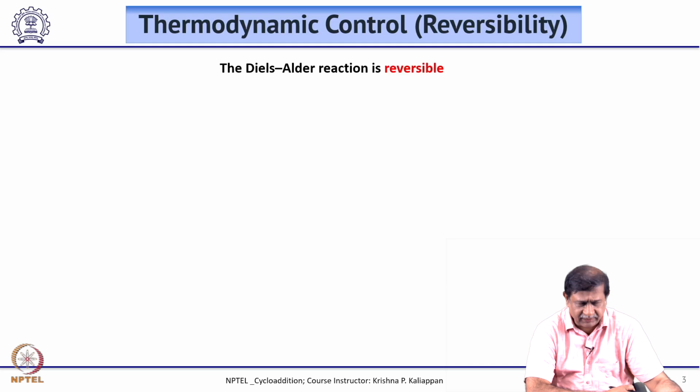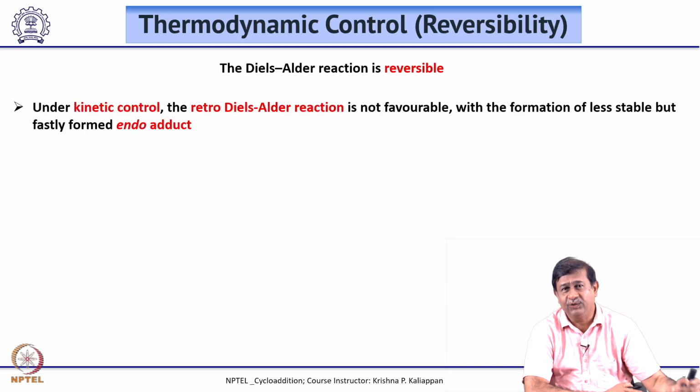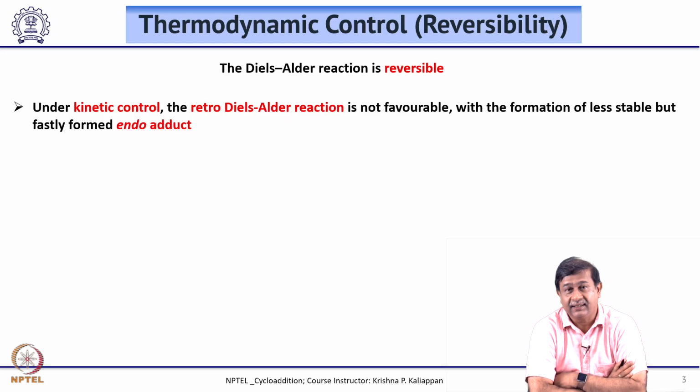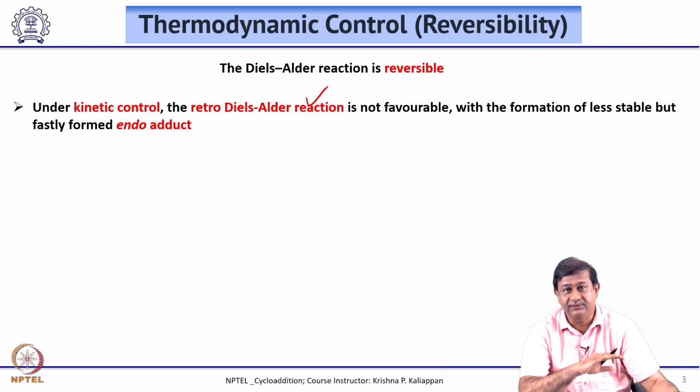So this endo product is the kinetic product, as we all know. But if you heat this reaction for a longer time as well as at a higher temperature, this Diels-Alder reaction is reversible, which means that the Diels-Alder adduct undergoes reverse of 4+2 cycloaddition, which we can call retro Diels-Alder reaction, to give back the starting materials, that is the diene and the dienophile.